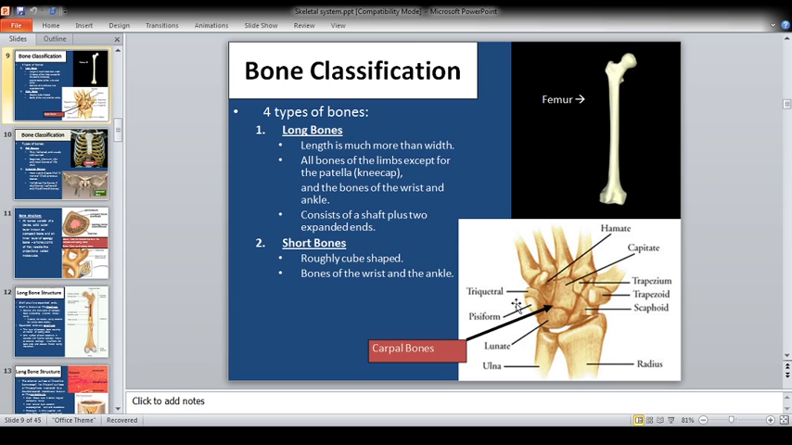The carpal bones are short bones because they are roughly cube shaped, and the bones of the wrist and the ankle are included in this category.